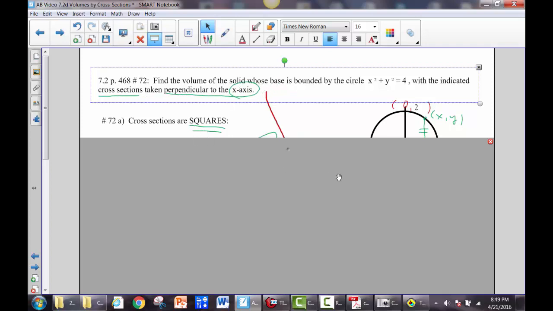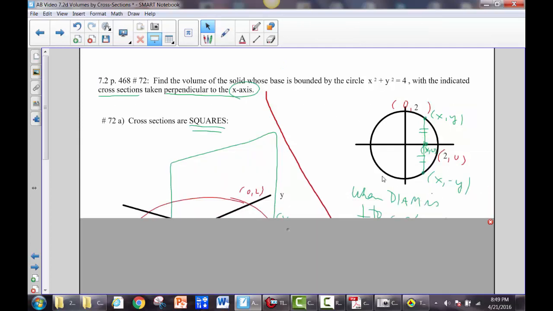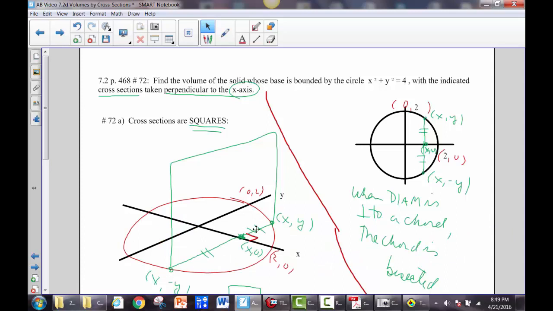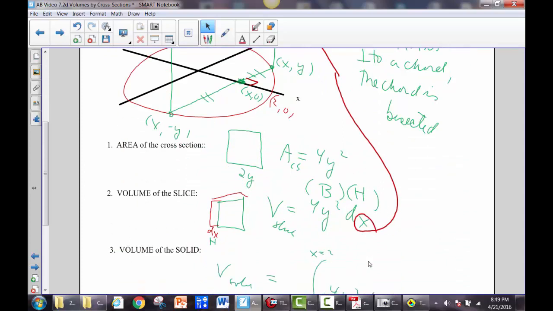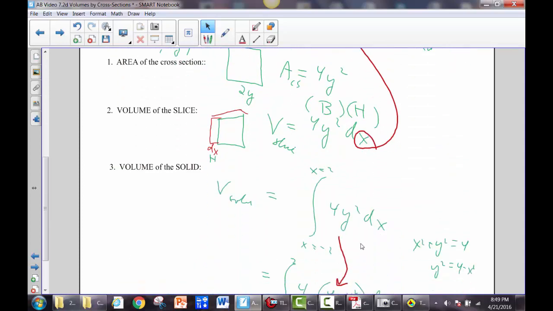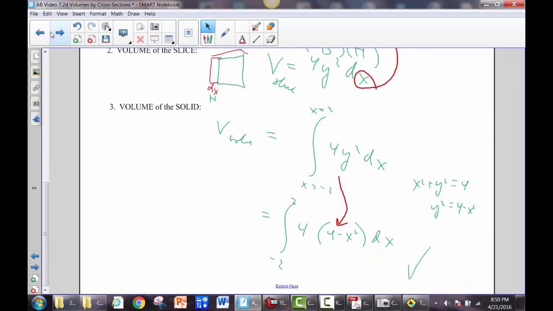Okay, so this time the cross sections are square, so this is extremely similar to the last problem. It's really the same idea, only instead of the radius being 3, it's 2. So same idea, that's going to be 2y. If that's a square, the area is 4y squared. It's perpendicular to the x-axis, so you'll stick a dx on it. And then because it's x, it'll go from the left border to the right border of this expression. And of course, you can't leave the y squared because it has to be in terms of x. But x squared plus y squared was 4 on the base, so y squared is 4 minus x squared.